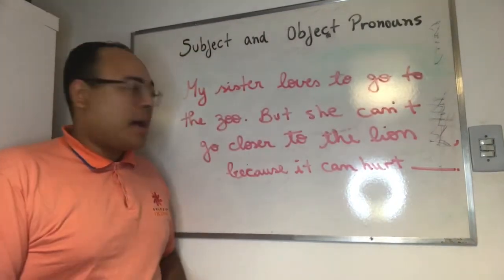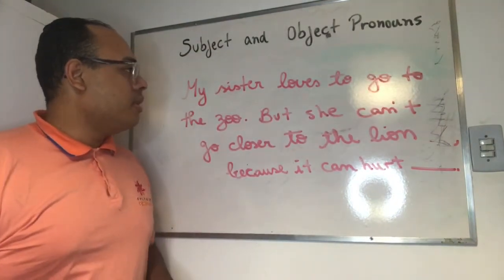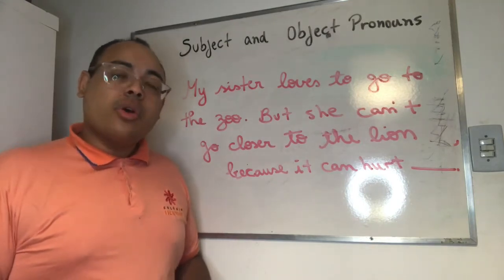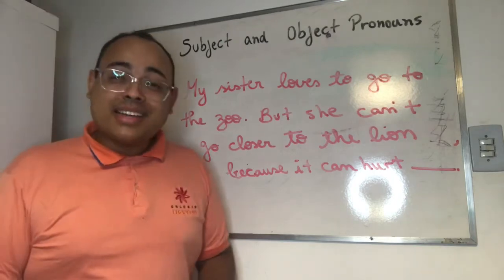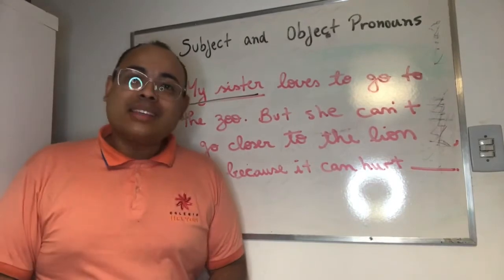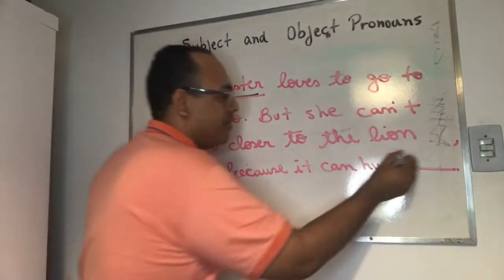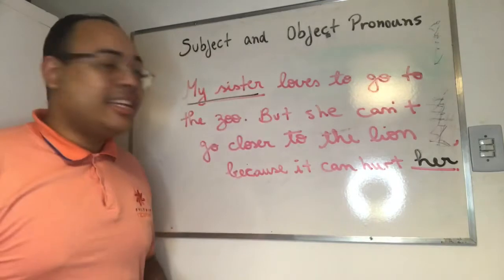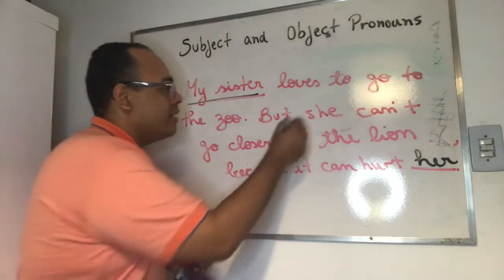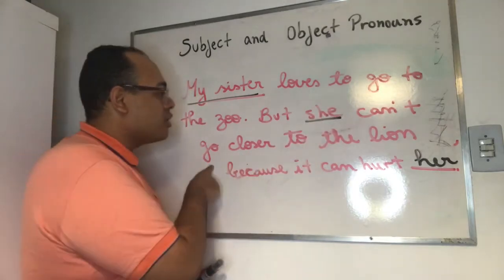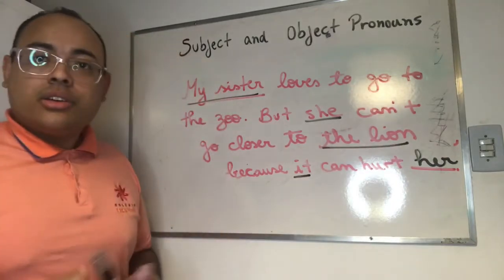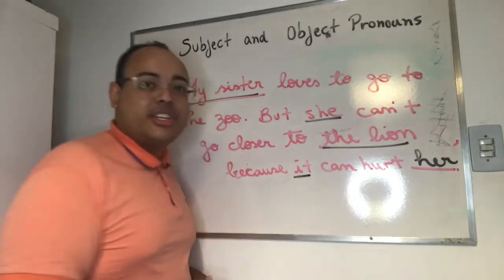In this sentence, my sister loves to go to the zoo, but she can't go closer to the lion because it can hurt. So whom can the lion hurt? Yes, the lion can hurt my sister. So instead of my sister, I'll use the object pronoun her. So it can hurt her. My sister loves to go to the zoo, but she, here's the subject pronoun, she can't go closer to the lion because it, talking about the lion, can hurt whom? My sister, so it can hurt her.